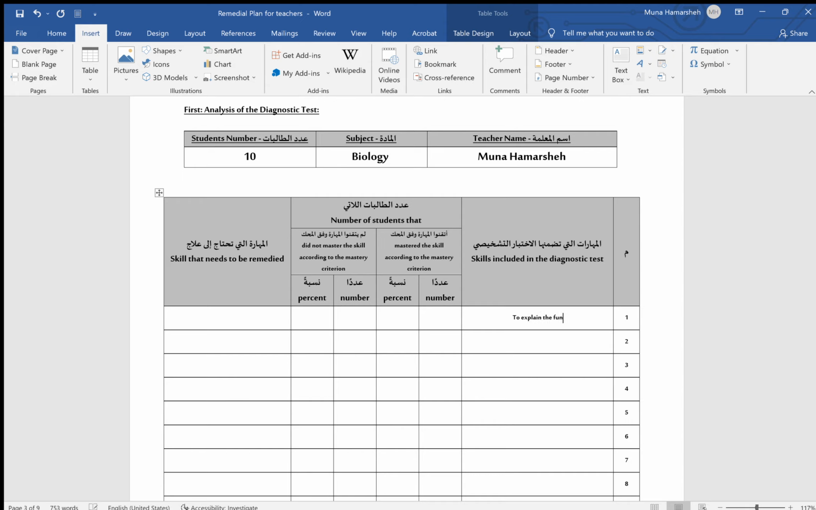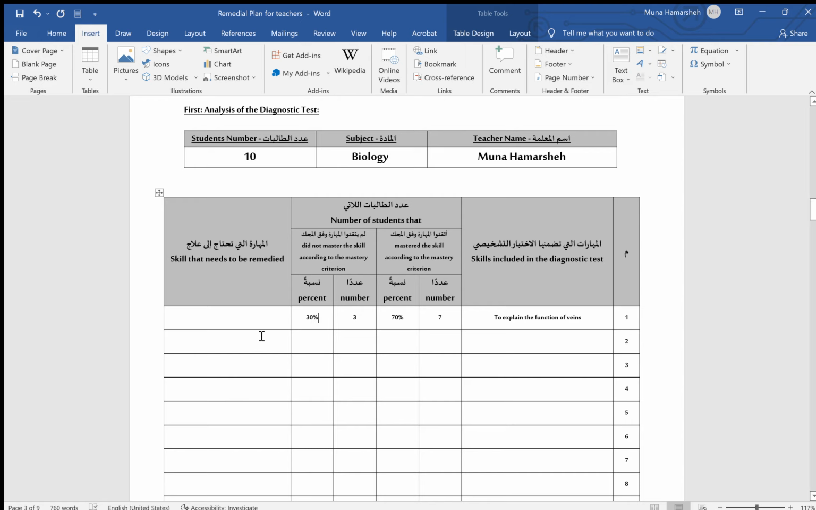the function of veins. Okay, so the number of students who mastered this skill, which is in question number 1, is, let's say, 7 students. That means the percentage is 70%. And the number of students who did not master it is 3, and that means 30%.